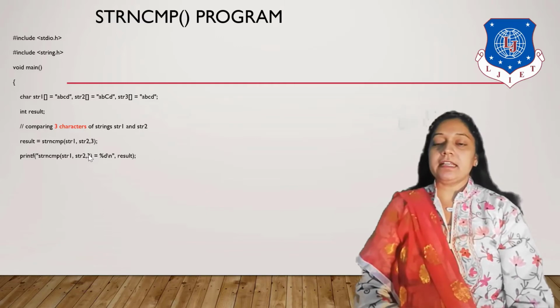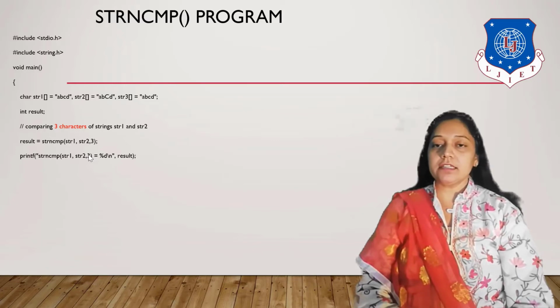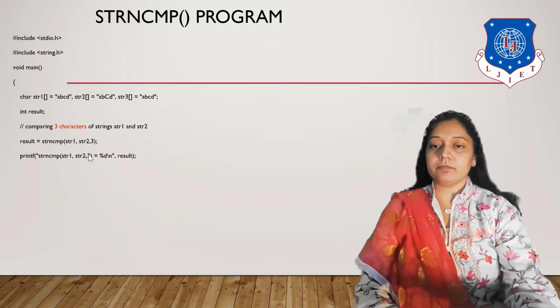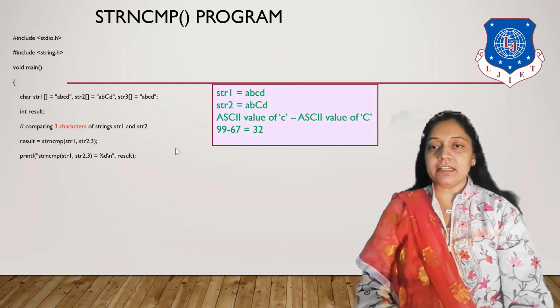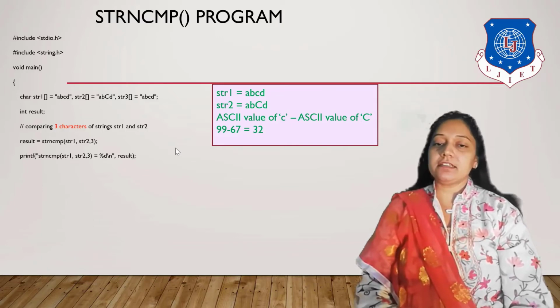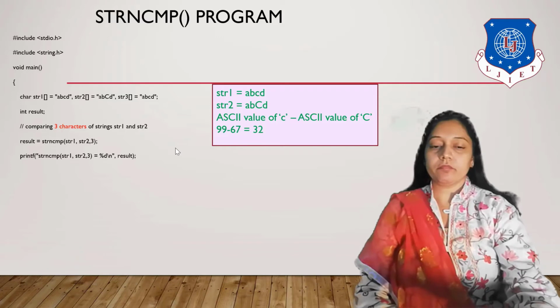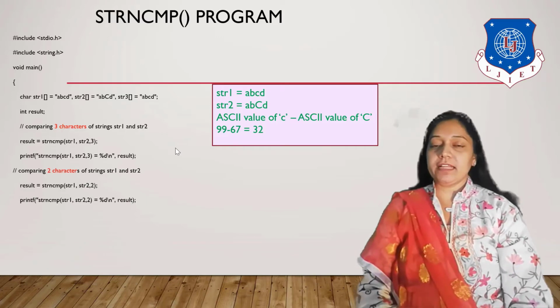So as you can see, in str1 the first three characters are abc, all in small letters. In str2, I have ABC, but C is capital. The first two characters are the same, ab and AB, but for the third character, one is in small and another is in capital letter. So it will take the ASCII difference of the two, which will be 99 minus 67, and the result would be 32, which would be displayed on the screen.